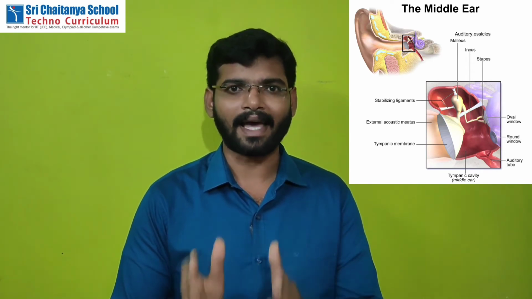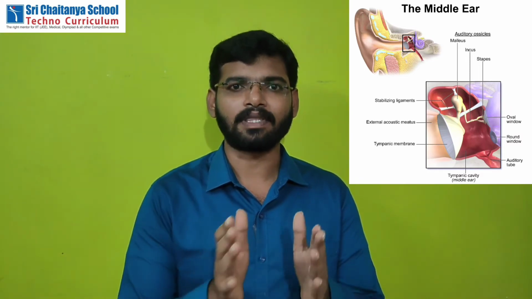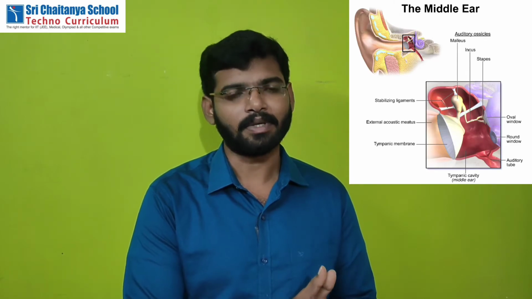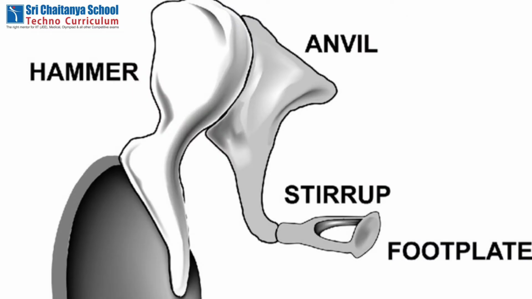The first one is the malleus. It is attached with the incus. It is also attached with the stirrup. That means malleus, incus, stapes. A chain of ossicles. Very tiny ossicles. Tiny ossicles means tiny bones. Malleus is in the shape of a hammer. Incus is in the shape of an anvil. Stapes is in the shape of a stirrup.